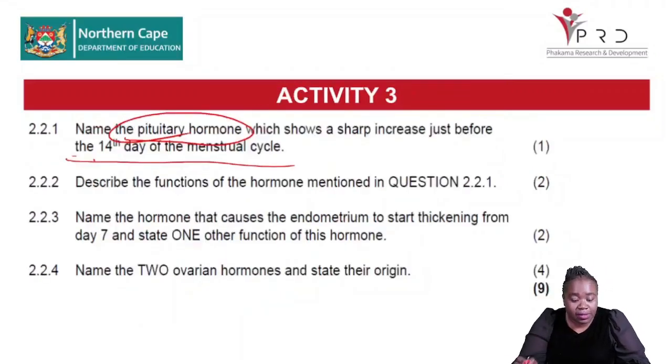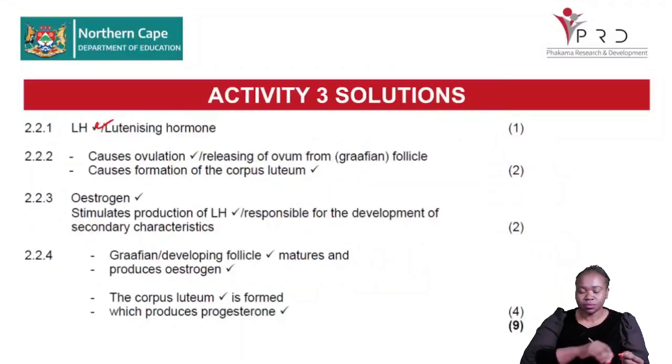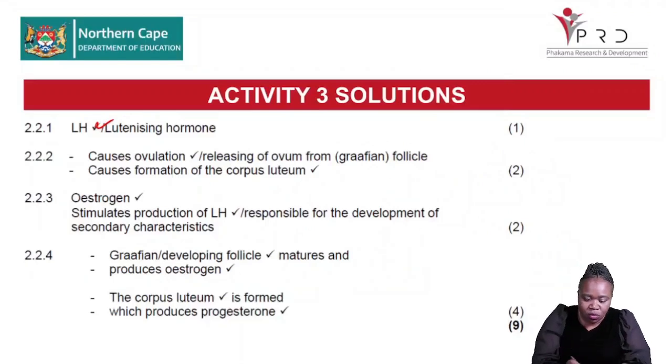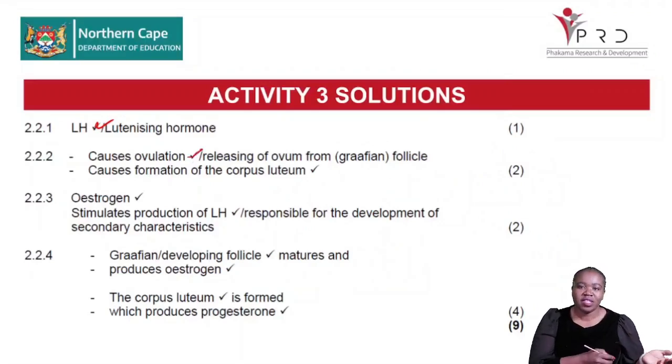Right. Now, the second question, 2.2.2: describe the functions of the hormone mentioned in 2.2.1. Right. We know that it stimulates ovulation, or the release of the ovum, and it also converts that empty or ruptured Graafian follicle into a corpus luteum. So it causes ovulation, releasing the ovum from the Graafian follicle, and it causes the formation of the corpus luteum, or it converts the Graafian follicle into a corpus luteum.